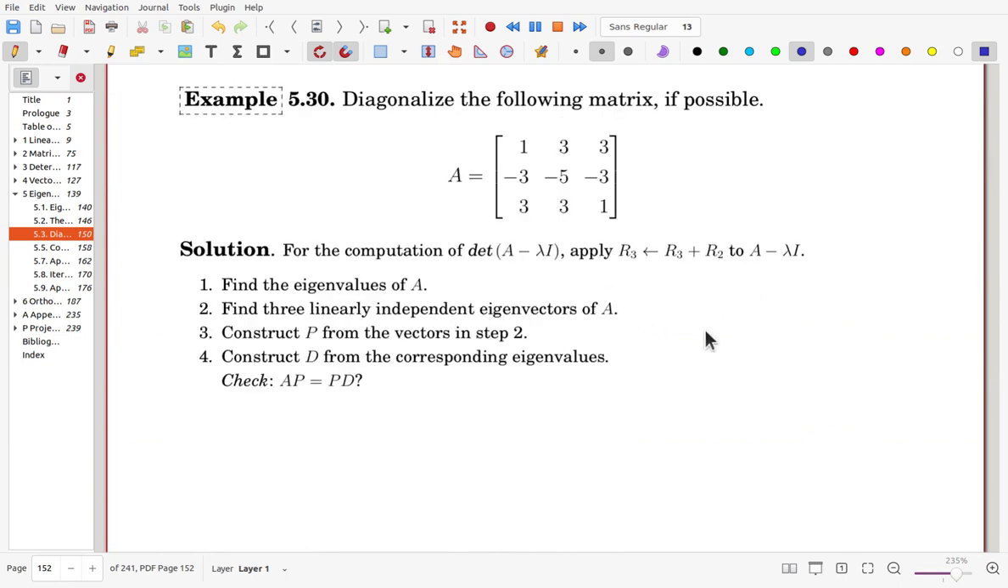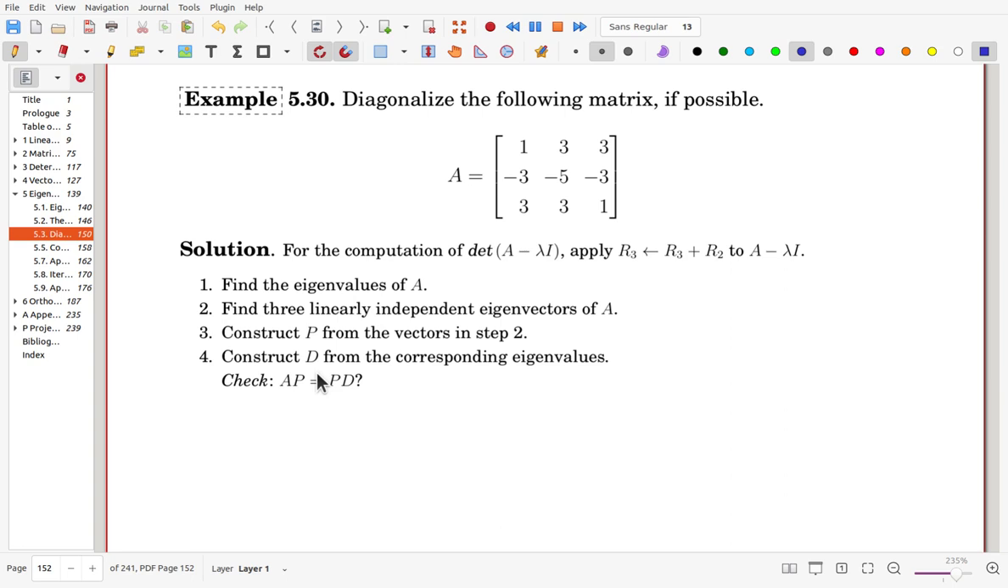Diagonalize the following matrix if possible. To diagonalize the matrix, we have to find the eigenvalues of A, and because it's 3-dimensional, we have to find 3 linearly independent eigenvectors of A, and we form matrix P collecting the eigenvectors, and we construct D as a diagonal matrix of eigenvalues.